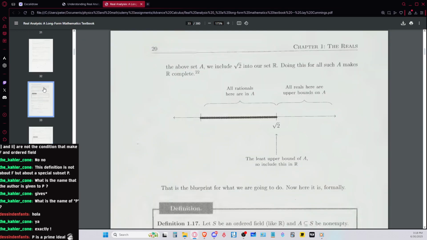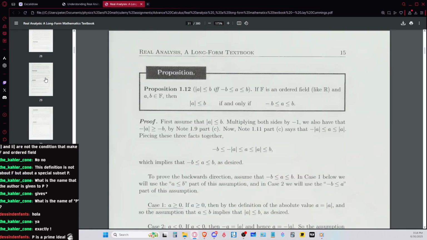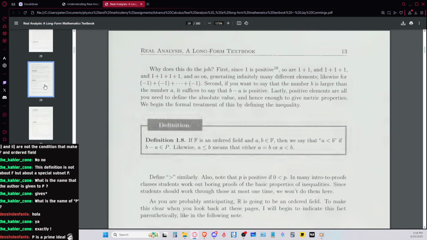Because I think they define P as just the positive numbers. P is the primordial ideal.